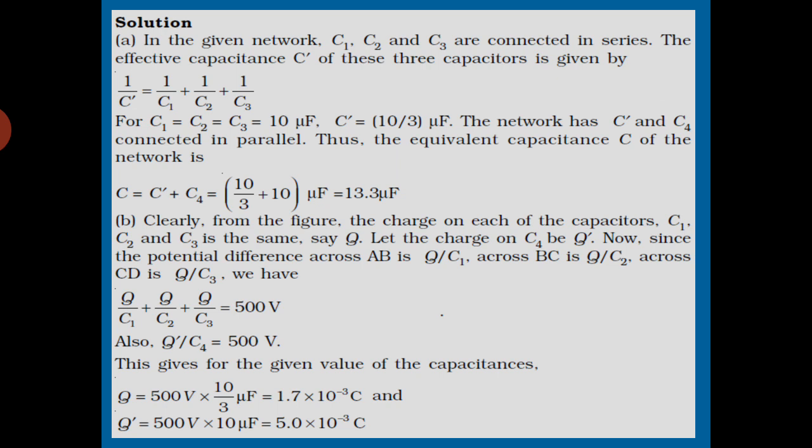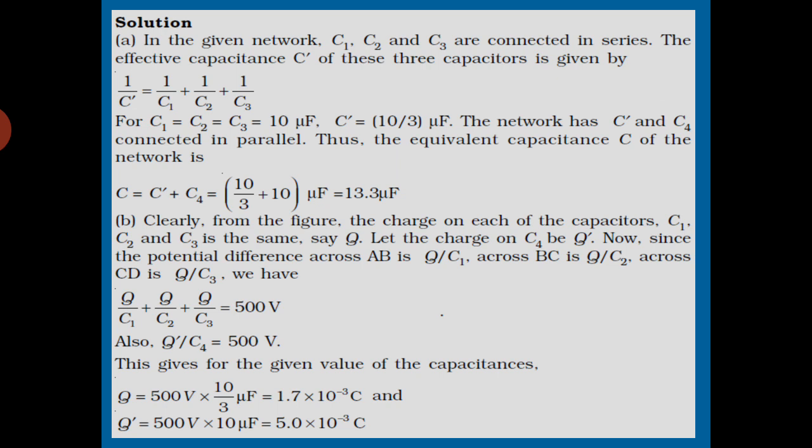Now this 10 by 3 microfarad capacitor is in parallel with C4. So in parallel we know to find the net capacitance, individual capacitors in the combination are simply added, they are summed up. So C equivalent is equal to C dash plus C4. So that is 10 by 3 plus 10 microfarad. It comes out to be 13.3 microfarad.